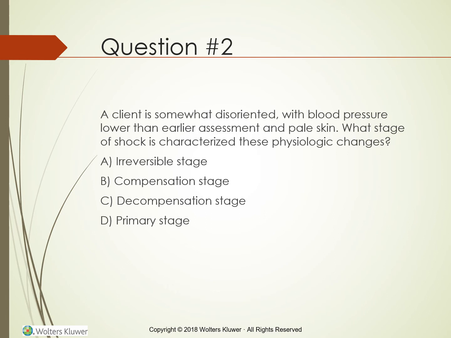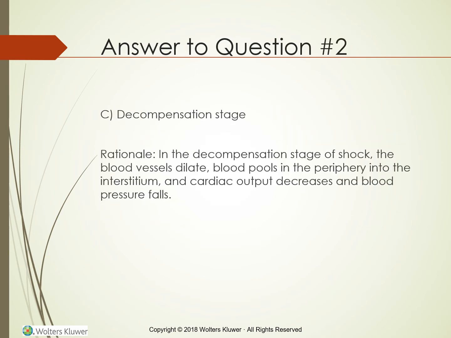A client is somewhat disoriented with blood pressure lower than earlier assessment and pale skin. What stage of shock is characterized by these physiologic changes? Is it irreversible stage, compensation stage, decompensation stage, or primary stage? The answer is decompensation stage. In the decompensation stage of shock, the blood vessels dilate, blood pools in the periphery and into the interstitium, and cardiac output decreases and blood pressure falls.